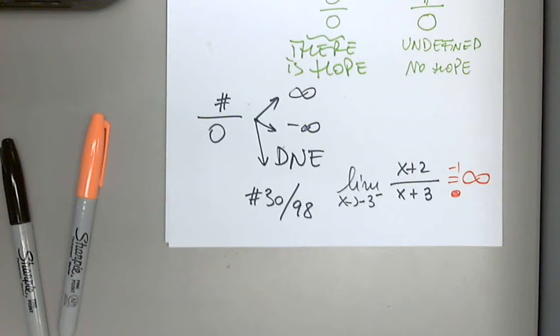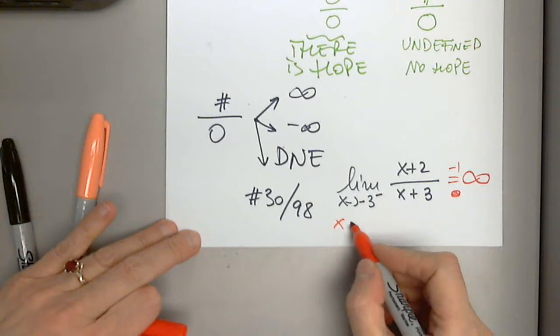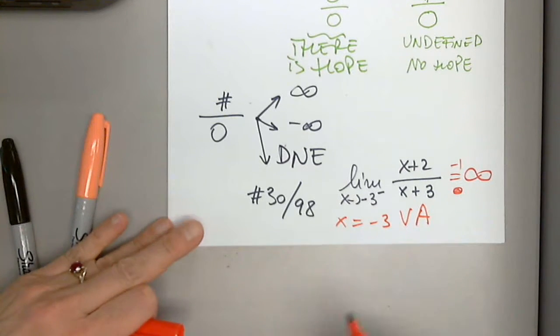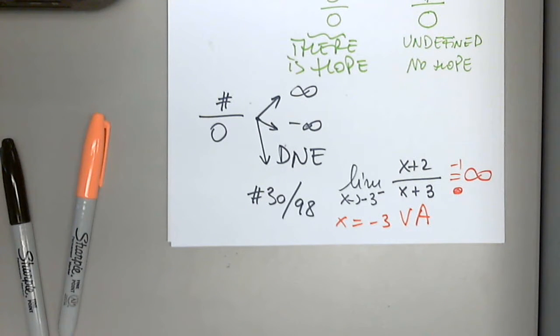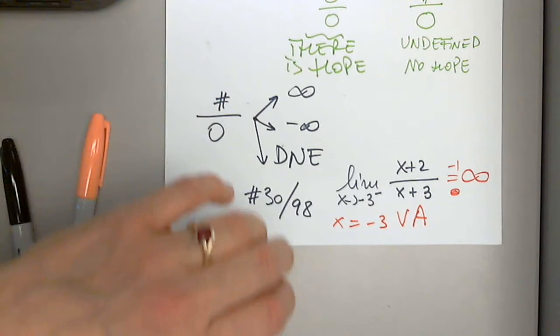The vertical asymptote. Exactly. Because one or the other, not necessarily both, one or the other goes to infinity, the function values go to infinity. So x equals -3 is a vertical asymptote for this function. Any questions here? Yes, please.